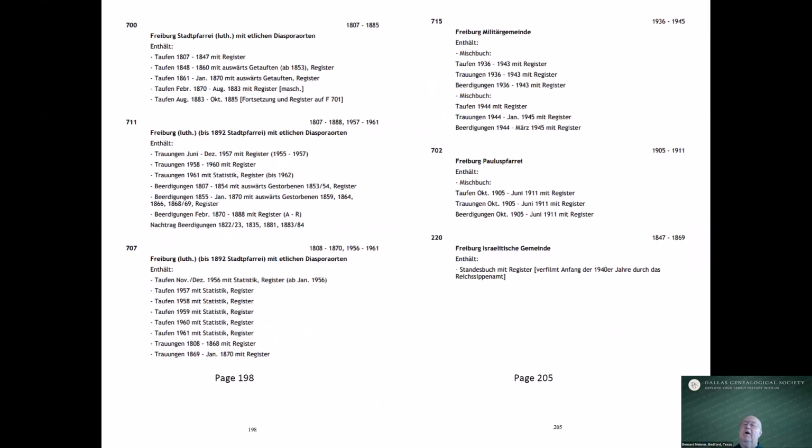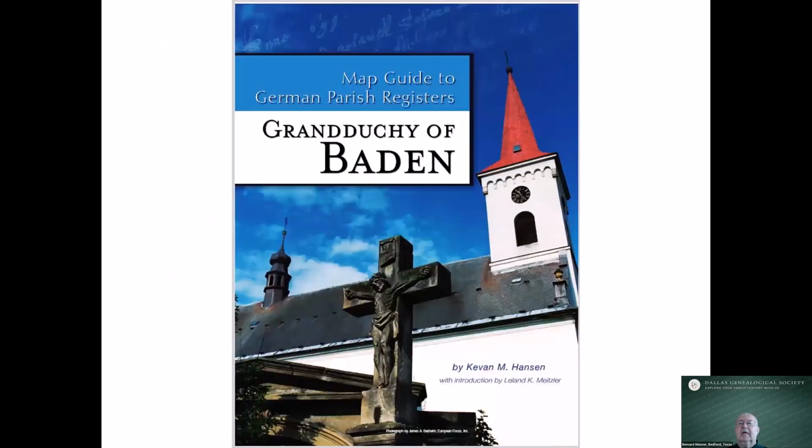I scroll down through all the pages to find the F's and Freiburg. Starts on page 198, ends on page 2005. The earliest records are those ones at the very beginning. The state parish, city parish, 1807, nothing from 1745. Sorry. So not even at the archive of the diocese.